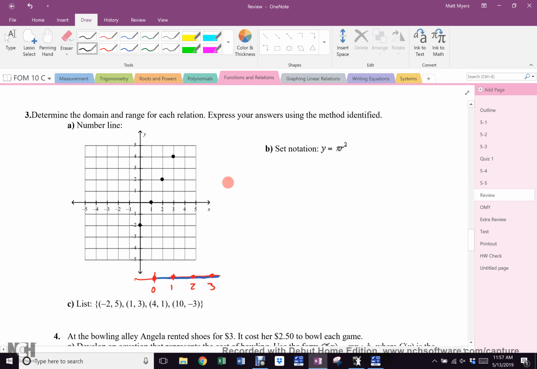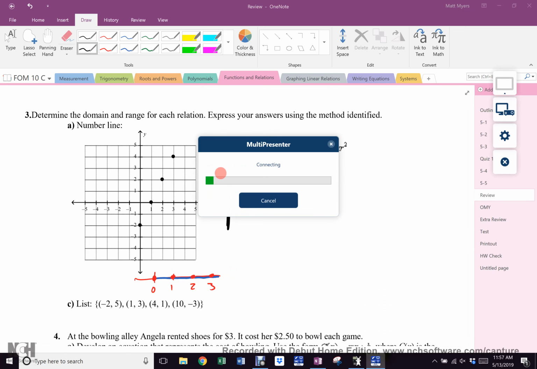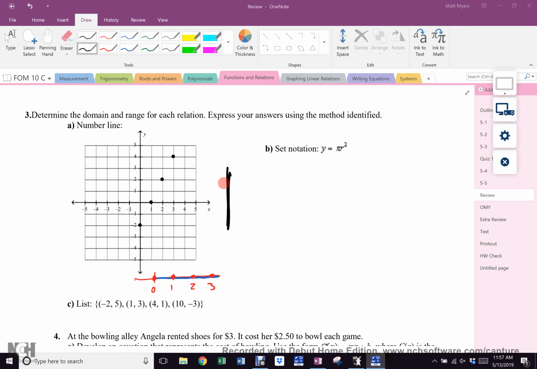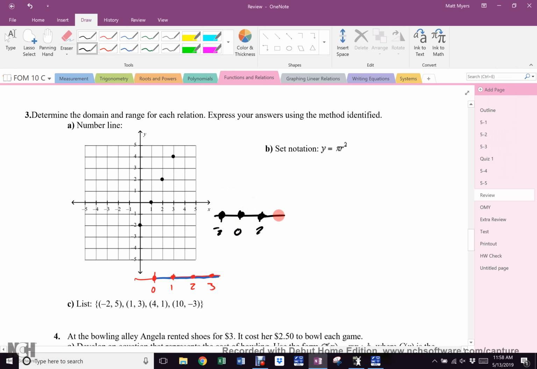And what's the range? Again, on a number line, we wouldn't draw the number line vertically, right? We would draw it horizontally. But now we only care about the y values. -2, and it's a closed dot. 0, and it's a closed dot. 2, and it's a closed dot. 4, and it's a closed dot. Why is this red line not there? Because it's discrete. Everybody cool?